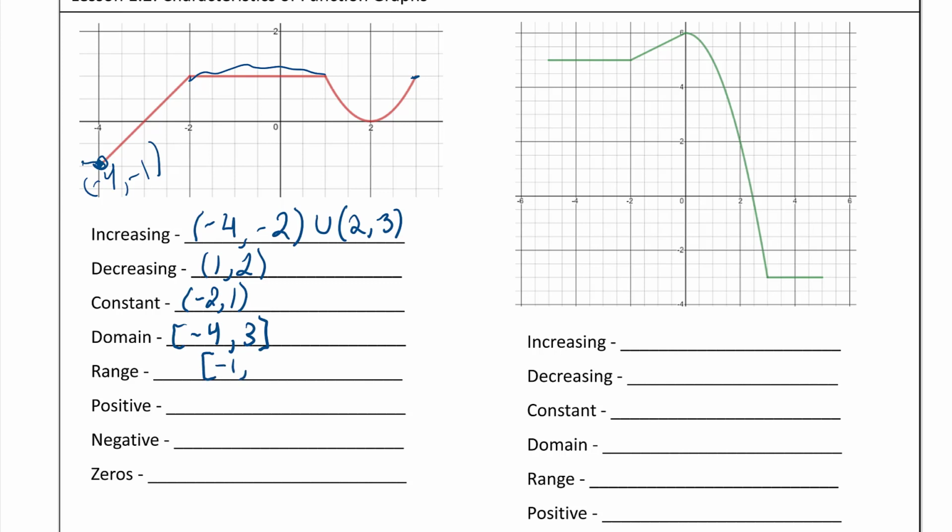So that's our range. We've got another section of things we're going to answer about: positive, negative, and 0. Now, what this is basically saying is, where are the y values for this graph positive? Where are they negative and where are they 0?